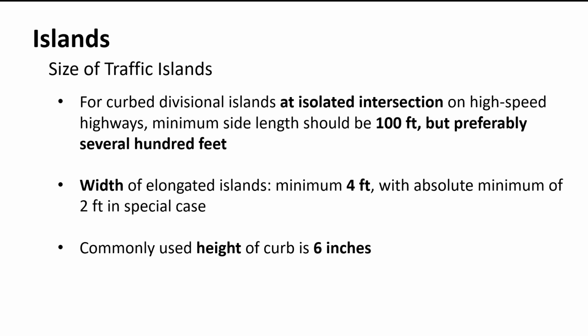The width of elongated islands, so if you have a divisional island that runs down the center of your road for ways, we talked about those. We looked at some pictures in the last in-class assignment on that. The width of those elongated islands should be a minimum of 4 feet wide. Again, that's easier for people to see, and they know it's there. A 2-foot one you can easily miss as you're approaching. Your eye is at a low angle as you're approaching it, and if it's only 2 feet wide, it's harder to see. So we try to go with a 4-foot minimum. And then we often use that 6-inch curb height, and that'd be our normal one for a traffic island.